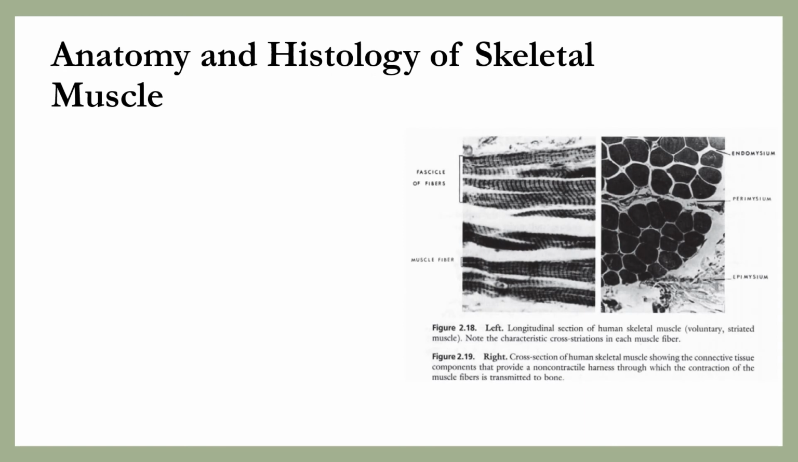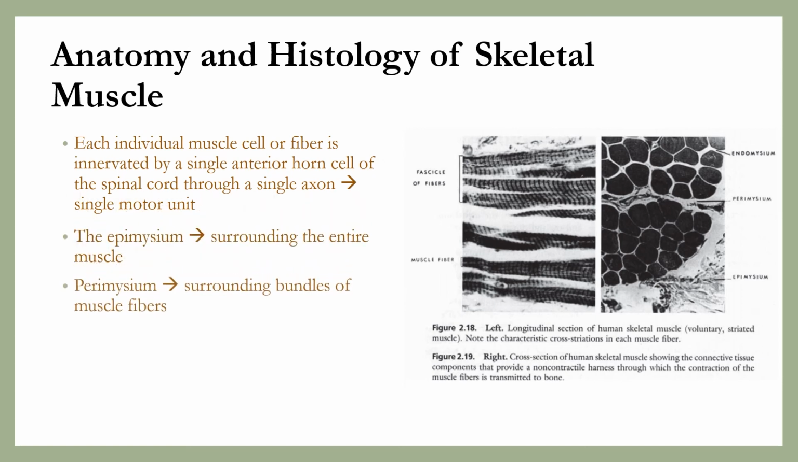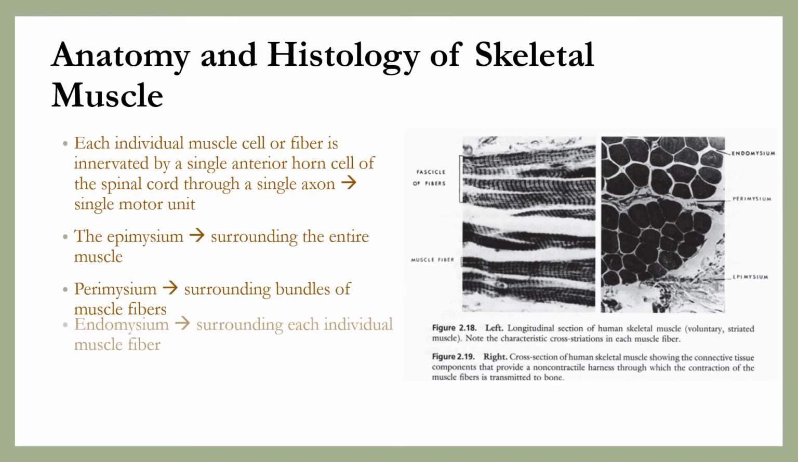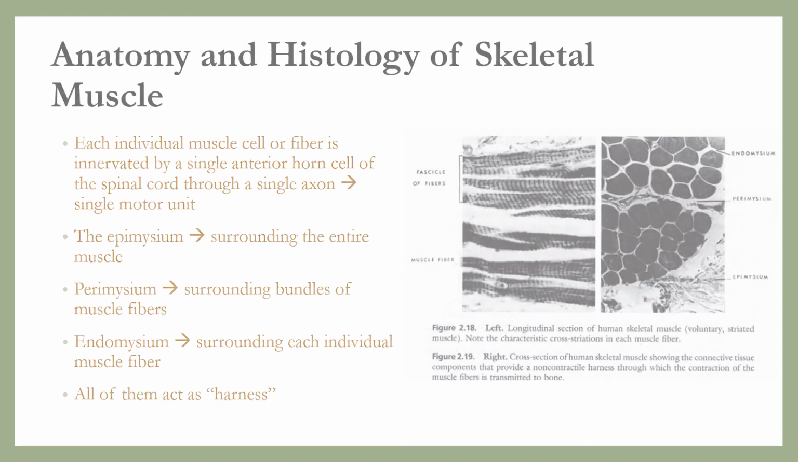Anatomy and histology of skeletal muscle. Each individual muscle cell or fiber is innervated by a single anterior horn cell of the spinal cord through a single axon. This is also called a single motor unit. The epimysium surrounds the entire muscle. The perimysium surrounds bundles of muscle fibers. The endomysium surrounds each individual muscle fiber. All of them act as a harness.